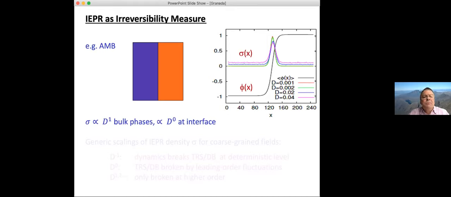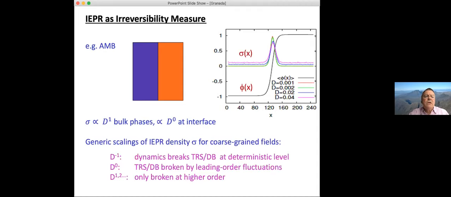And it's possible to speak more generically about this. If we have some coarse-grained fields, generically speaking, this IEPR density, so the local rate of informatic entropy production of the coarse-grained field, will scale like d to the minus one, so it will actually blow up if the dynamics that I have breaks time reversal symmetry or detailed balance at a deterministic level.